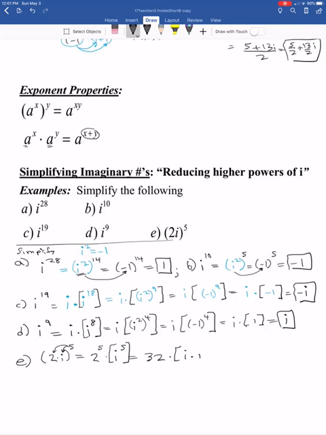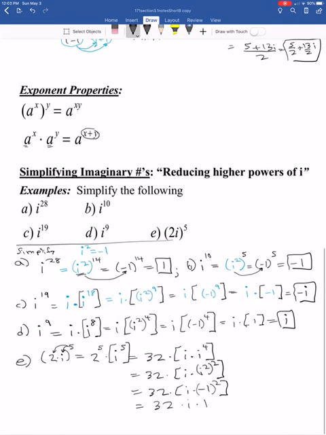So that's i times i to the 4th, as we factor out an i to make it even. And that gives us 32 times i times i squared squared, as we reduce i to the 4th power. And that gives us what? i times negative 1 squared. And with that, of course, that's 32 times i times 1, which just simplifies to 32i.